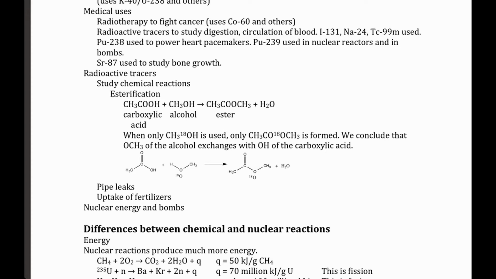So what was done, at least in this reaction study, is to have the oxygens within the carboxylic acid be O-16, the common isotope of oxygen, and the oxygen in the alcohol be O-18, the less common isotope of oxygen. And then do the reaction and look at where the O-18 is.